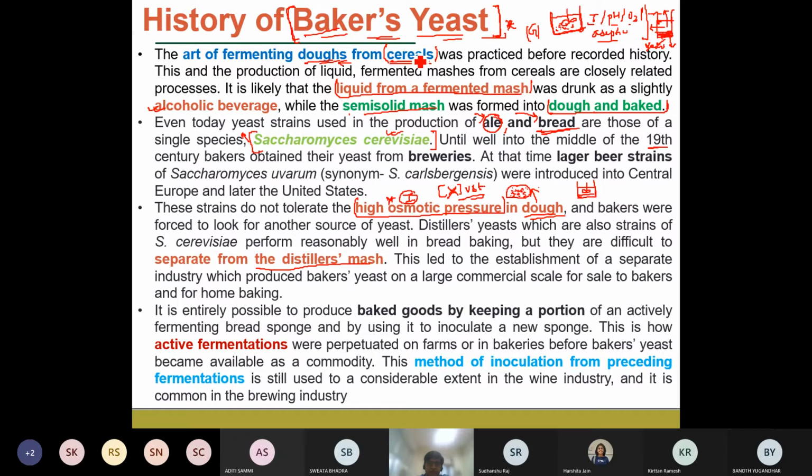Some part of the cereals, like the rice and other components that were there, were not fermented. So they also used to settle at the bottom of these fermenters, and it was very difficult to separate the yeast and the distilled mash, which is nothing but the different cereals and the unfermented products. So these were the two basic challenges that led to lower growth of Saccharomyces cerevisiae under this condition, and it led to the establishment of a separate industry targeting the production of Baker's yeast on a commercial scale.